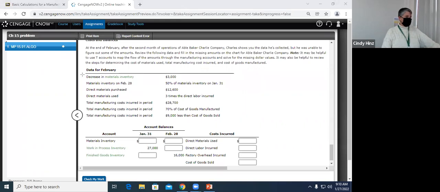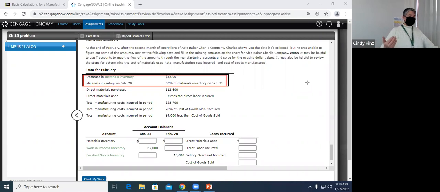So let's start. We're just going to go down the list with the information that's given. Let's start with these first two pieces of information. The materials inventory went down by $3,000 during the month, and at the end of the month it was 50% of what it had been at the beginning of the month. So when we think of those two things together, what is that telling us? The $3,000 decrease represented 50% of the total at the beginning of the month. So we had twice as much at the beginning of the month, or $6,000, and at the end of the month we had just $3,000.